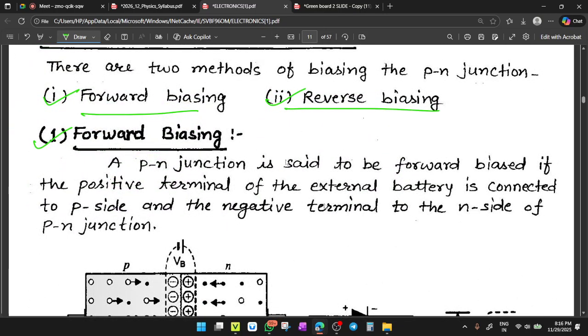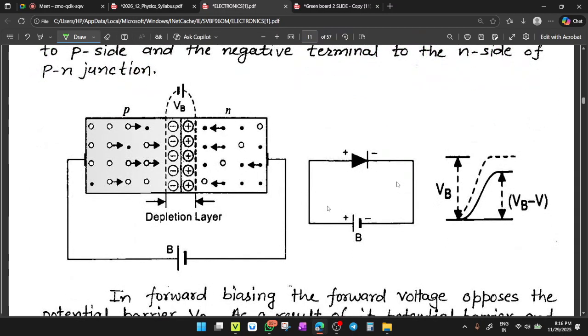Forward biasing means when in a PN junction you connect the P type of semiconductor with the positive terminal of the battery and N type of semiconductor with the negative polarity of the battery, then this PN junction or junction diode is said to be in forward bias. So PN junction is said to be in forward bias if the positive terminal of the external battery is connected to the P side and the negative terminal of the battery is connected to the N side of the PN junction. Fine.